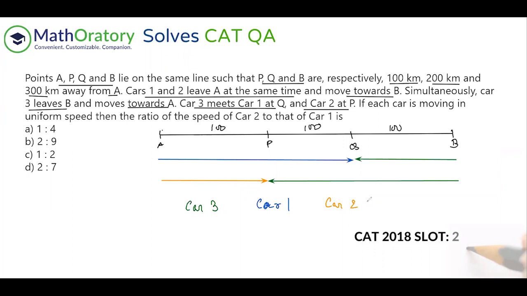So by the time car 3 has covered 100 kilometers, car 1 has covered 200 kilometers. So we quickly know that the speed ratio of these two cars is 1:2, right? Because by the time car 3 has covered 100, car 1 has covered 200. And also by the time car 3 has covered 200, car 2 has managed to cover only 100 kilometers. So the ratio of car 3 and car 2 should be just the other way around. So this should be 2:1. So this is what we have.